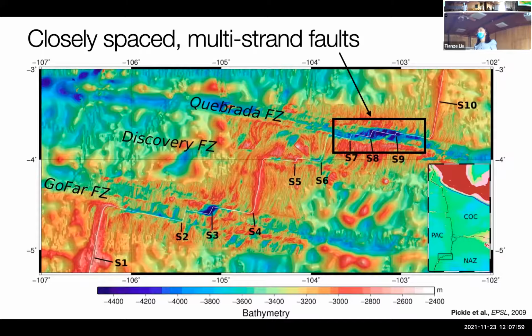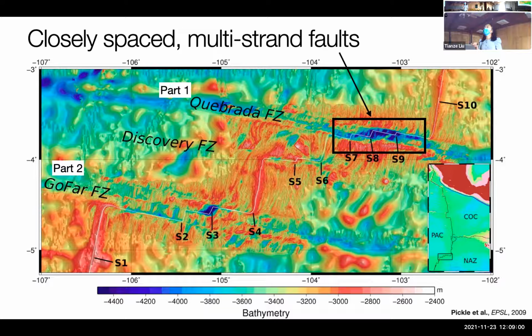Here is the bathymetry map of the Quebrada transform fault. The Quebrada transform fault is usually considered together with the Discovery and Gofar transform faults because of their closeness in space. As you can see from this bathymetry map, none of these three transform faults is a single fault trace. All of them consist of two or more small segments. For example, the Quebrada transform fault has 4 segments connected by 3 short spreading centers, which are S7, S8, and S9. In the first part of this talk, I will focus on the Quebrada transform fault, and later I will spend a little bit of time comparing Quebrada and Gofar and discuss the special characteristics of the Gofar transform system as well.